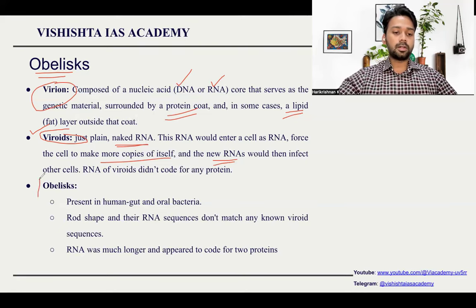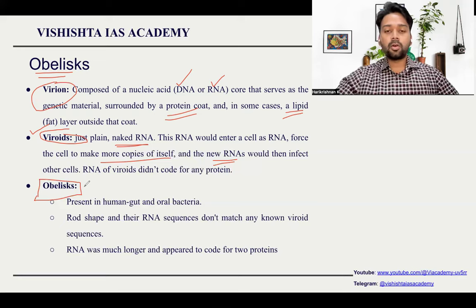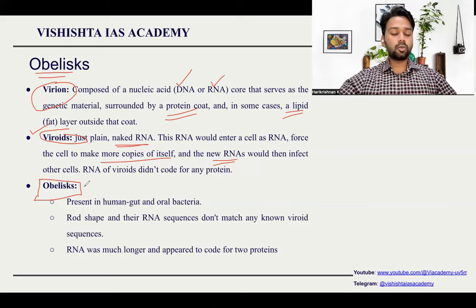But now the scientists have identified another different organism. It is called obelisks. Obelisks are identified in the human gut and in the human mouth also. So what does this obelisk do? They are present in the human gut and mouth. They are rod shaped and they also have RNAs, but they are not similar to viroids.